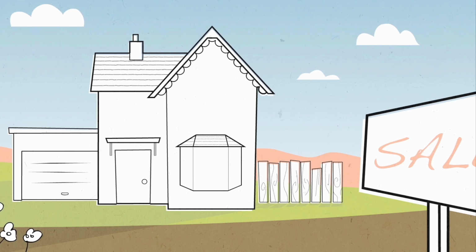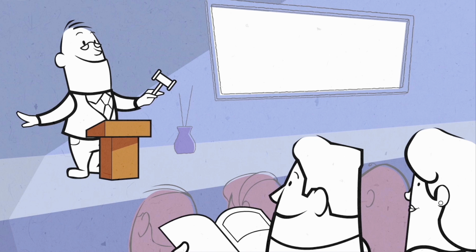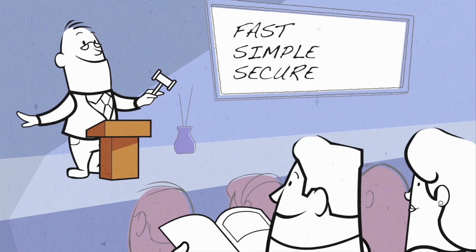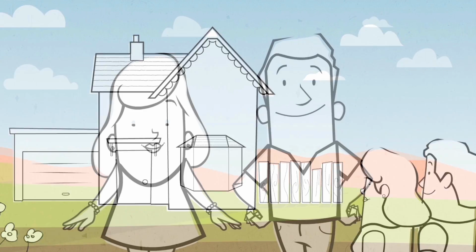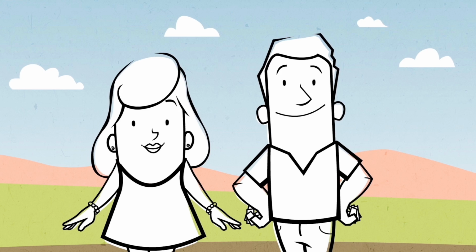Buying a property at auction couldn't be easier. The process is fast, simple, and secure. A viewing enables you to check the property and confirm your initial interest.